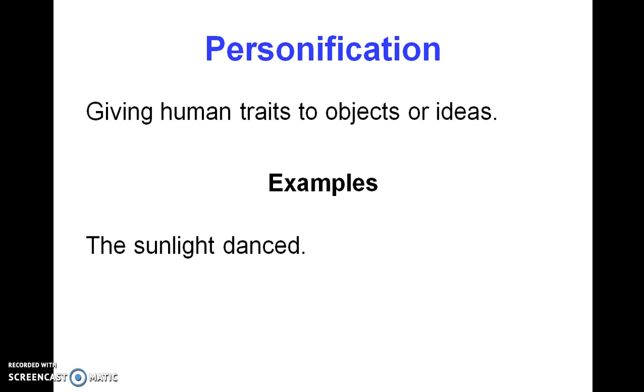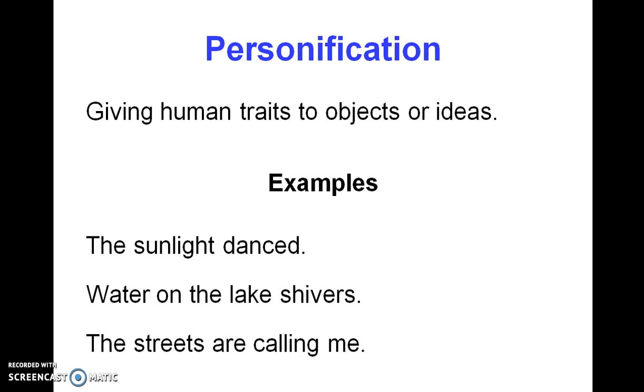The sunlight danced. Now, does sunlight really dance? What dances? People dance. Water on the lake shivers. What shivers? People shiver. Water doesn't really shiver, but water does kind of make like a trickle when you're at the lake. At the lake the water has ripples. So saying it shivers brings life to it.